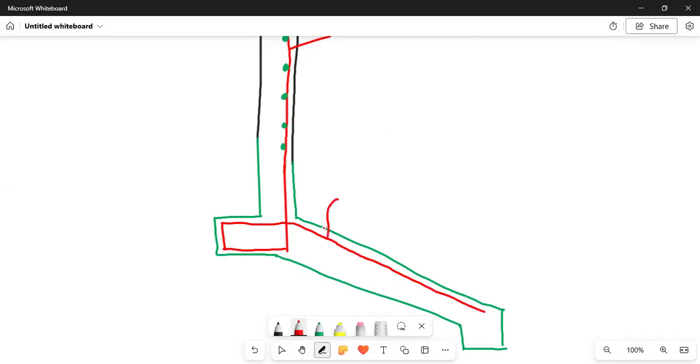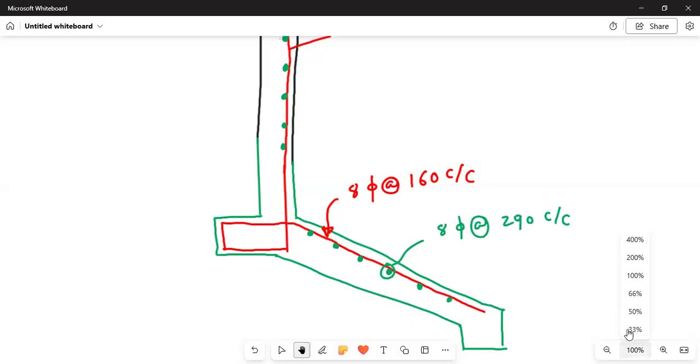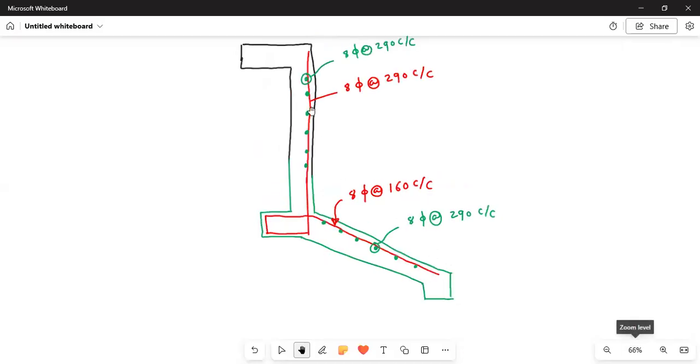So this reinforcement is for the direct tension, and you're getting it as 8 mm at the rate of 160 mm center to center. And here also you have the horizontal reinforcement, and that is for the hoop tension in the hopper bottom. So the horizontal reinforcement is 8 mm at the rate of 290 mm center to center. So this is your detailing, the complete detailing of the circular bunker.